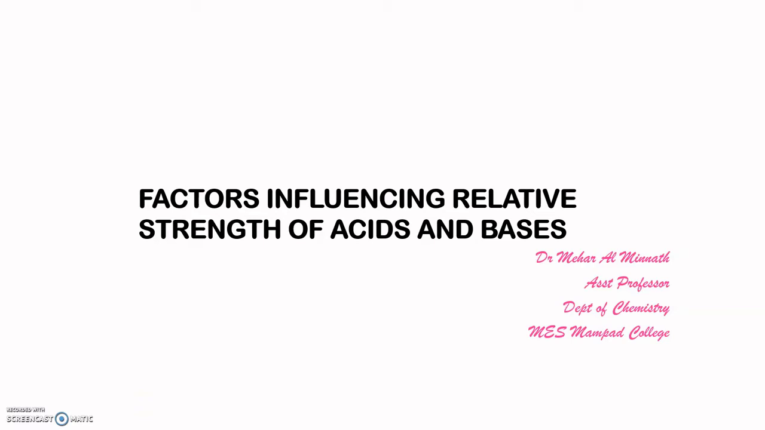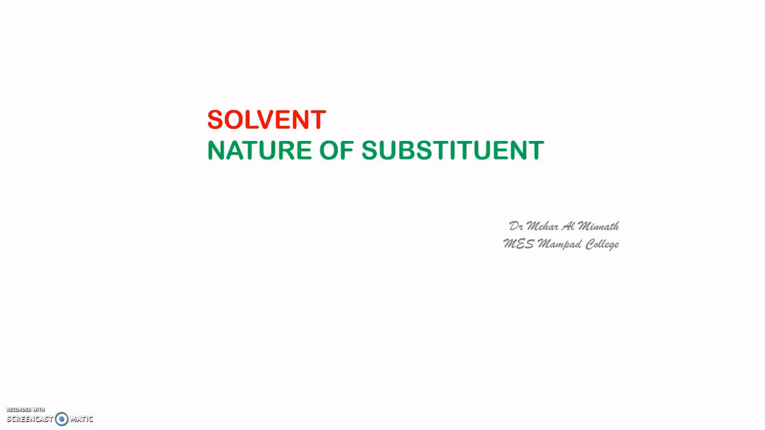Now in this video we'll be discussing the factors which influence the strength of an acid or a base. There are various factors which affect the strength of an acid and a base. A few of these factors are the solvent in which the acid or base is present, and the nature of the substituent on the acid or base, which is very important particularly in organic acids and bases.